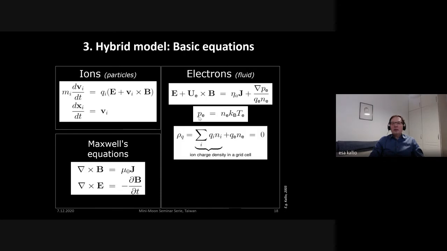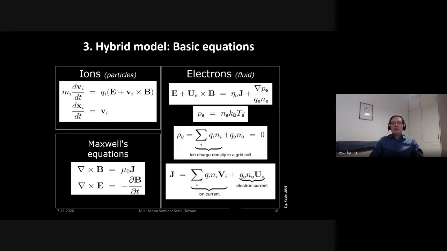Then you have pressure. Then we assume charge neutrality. Sometimes it's called a quasi-neutral hybrid model, but briefly I just mention it as a hybrid model. We assume quasi-neutrality, so that the total amount of negative charge is the same as the positive charge in the analyzed grid, and then the electric current.